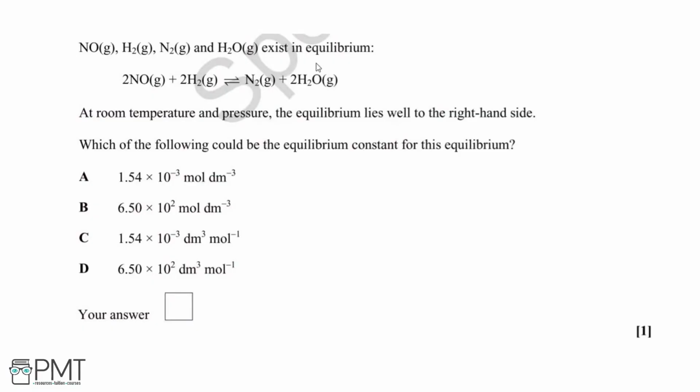The following compounds exist in equilibrium with the equation here shown below. At room temperature and pressure, the equilibrium lies well to the right-hand side. For this question, we have to deduce which of the following values could be the equilibrium constant by using all of this information here. So let's start by jotting down an equation for the equilibrium constant.